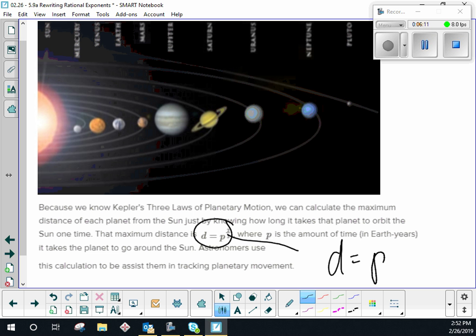D equals P to the 2/3. Now, I'm not an astronomer, so I don't really know how this math works. But the reason why this formula exists is because the planets go around the sun in elliptical form, right? If they went around the sun in just a circle, a circle is the same distance all the way around.